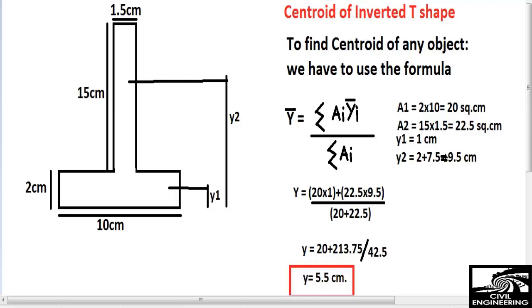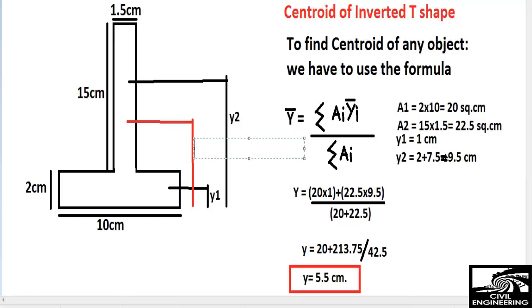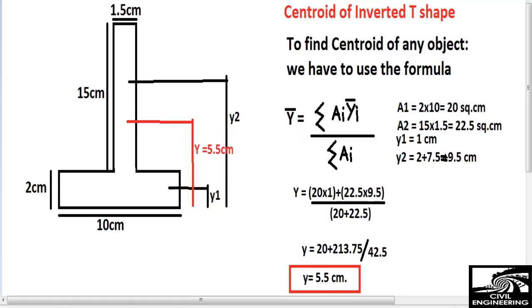This is now the answer of our inverted T shape, the centroid of the inverted T shape. I'm now showing you by drawing it from the reference, from the base up to the distance of 5.5 centimeter. This is the centroid of this whole inverted T-shaped object. And I'm writing it like y is equal to 5.5 centimeter. This is the centroid of this object, and it's very easy to find the centroid of any object.